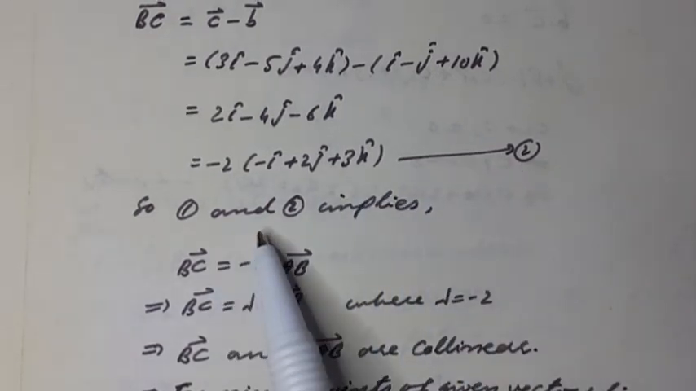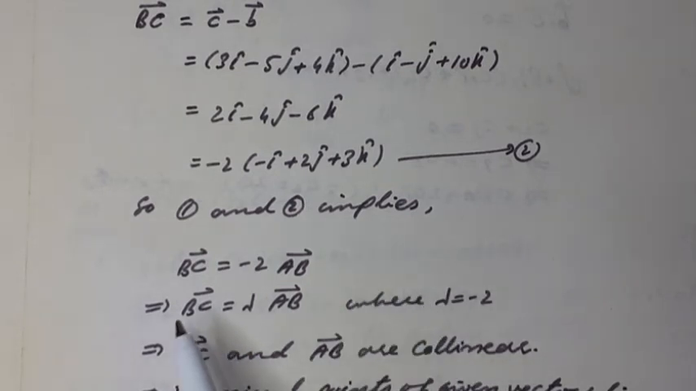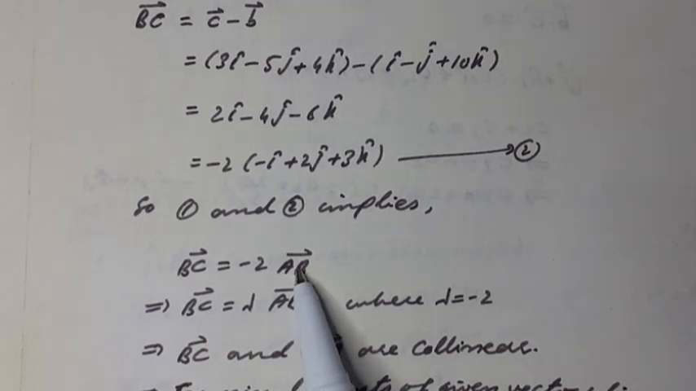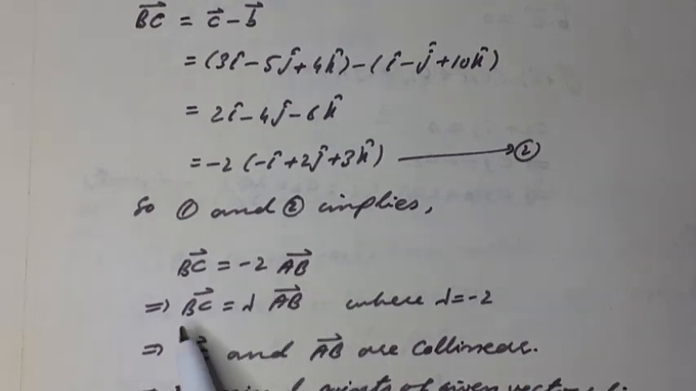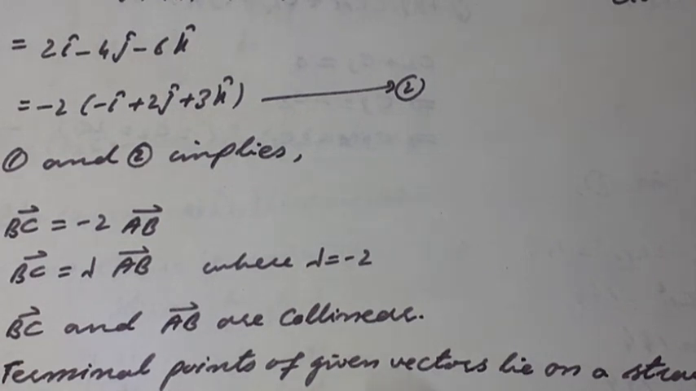Equation 2. Equations 1 and 2 imply BC vector is equal to minus 2 times AB vector. It can be written as BC vector is equal to lambda AB vector, where lambda is equal to minus 2. This implies BC vector and AB vector are collinear. This implies terminal points of the given vectors lie on a straight line as shown in the figure.